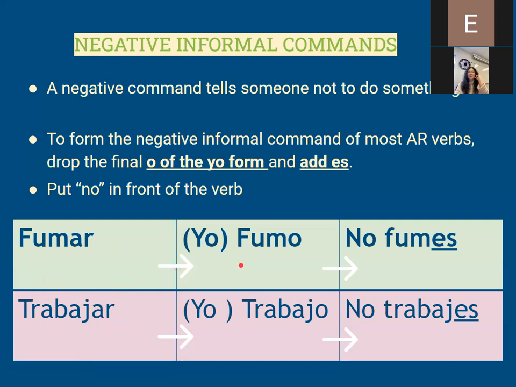So we start in the yo form. We have yo fumo, I smoke, and yo trabajo, I work. So we drop the final O and replace it with an ES. So the command, don't smoke, is no fumes. Don't work would be no trabajes.